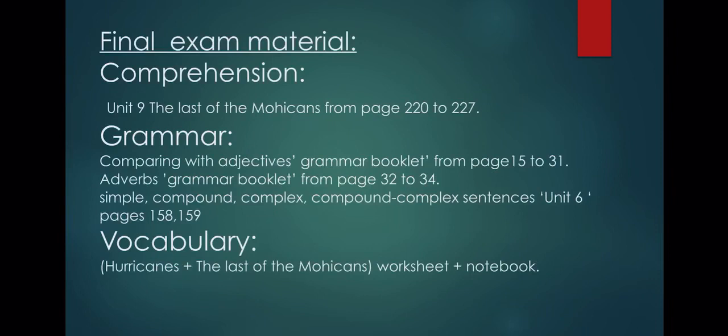The grammar, all the grammar is included in your final exam. All the grammar, which is comparing with adjectives, adverbs, the simple, compound, complex sentences, the sentence structure. All the grammar is included in your final exam. The vocabulary, you should be careful here. You have the two passages, which are the Hurricanes and The Last of the Mohicans. The words in these two passages are included in your final exam.